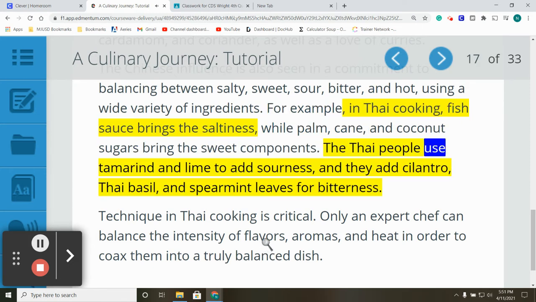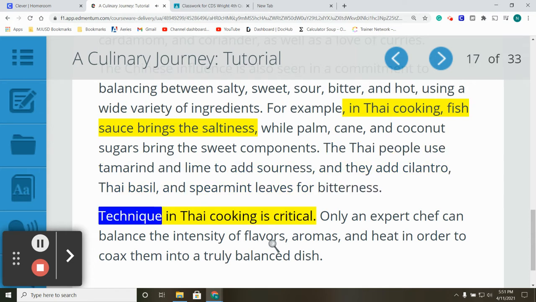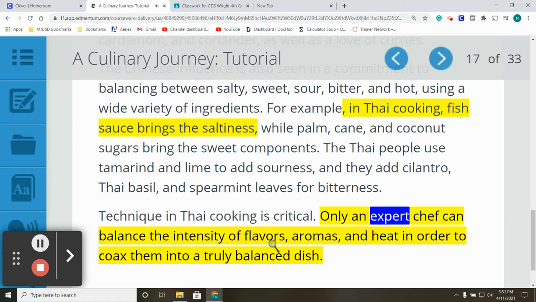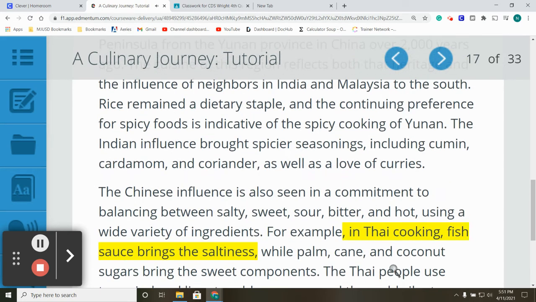The Thai people used tamarind and lime to add sourness, and they add cilantro, Thai basil, and spearmint leaves for bitterness. Technique in Thai cooking is critical. Only an expert chef can balance the intensity of flavors, aromas, and heat in order to coax them into a truly balanced dish.